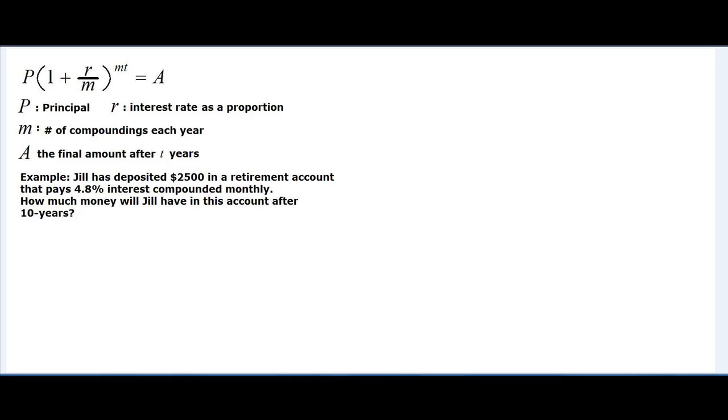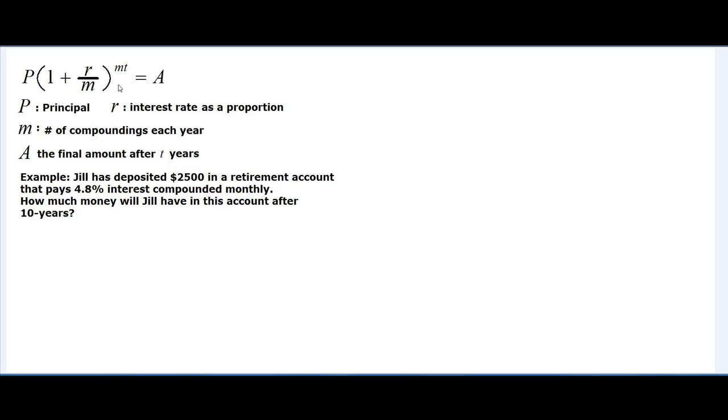So we will look at this example that say Jill has deposited $2,500 in a retirement account that will pay 4.8% interest compounded monthly. And it's a retirement account, and let's assume Jill is fairly young, say, maybe 19, 20 years old. So just deposit that there, and it's a good time to invest. And we want to know how much money will she have in this account after T years, okay?